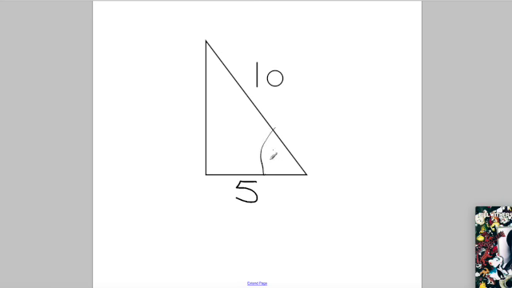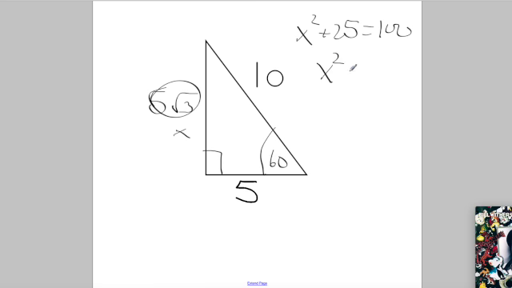Quick check. A squared plus b squared equals c squared, right? All right, so if I didn't know what this was, if I put x here, x squared plus 25 equals 100, x squared is equal to 75, x is equal to root 75, which is root of 25 and root of 3, or 5 radical 3.